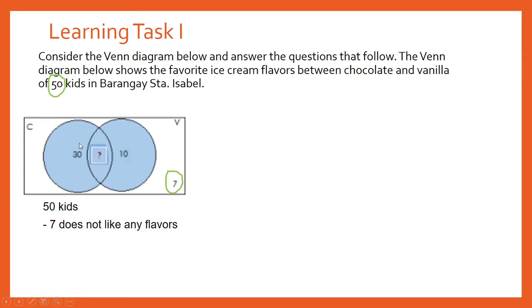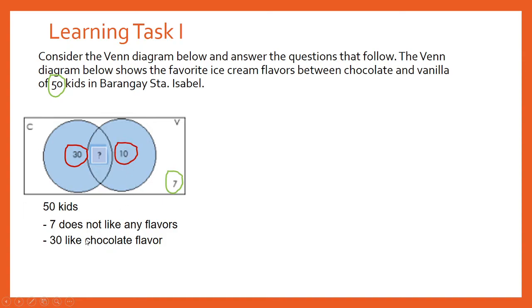Ngayon, ito naman susunod, 30. So, minus natin yung 30. Okay, the kids who like chocolate flavor. So, 50 minus 7, 43. Minus 30, 13. Ayan. Eh, may 10 pa rito.